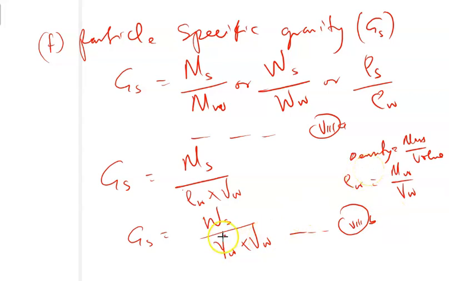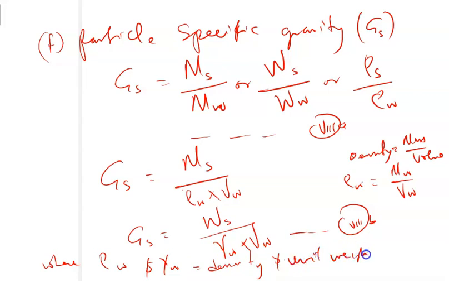What is our equation 8b? We can call that, where this and this are the density and unit weight of water respectively. Okay.